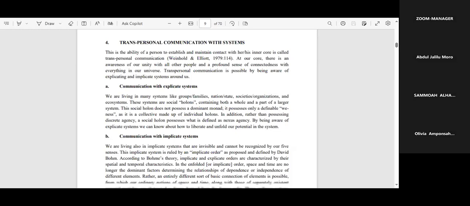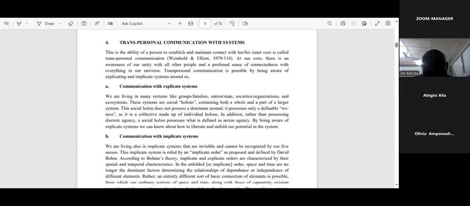So it means that the inner core is divided into two. We have the implicate system and we have what we call the explicate system. The implicate system is the aspect where we can feel, but we can't touch. It is the intangible aspect. That is the implicate system. So as we were saying, we pray to God, we can't see God, we can't touch God, but we can feel the presence of God spiritually in us. Is that not true? Yes, sir. So that is the implicate system.